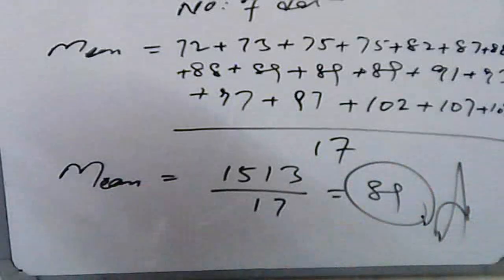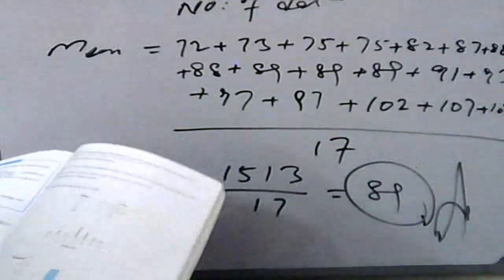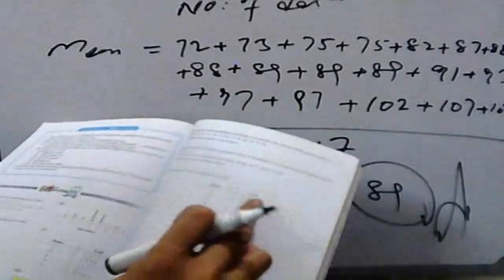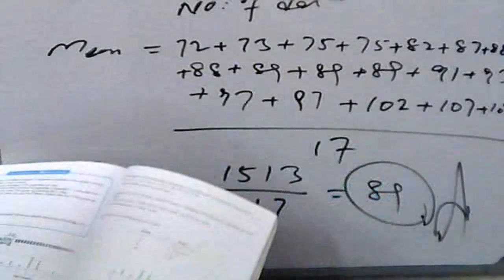Similarly, in the B part, you have to find the mean of the set of data. By the same methodology, in the B part of the same question, we have been asked to find the mean of the following data, and you find the mean, which is 89 as your result.